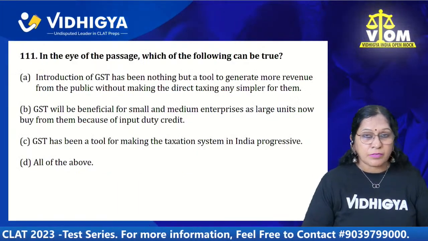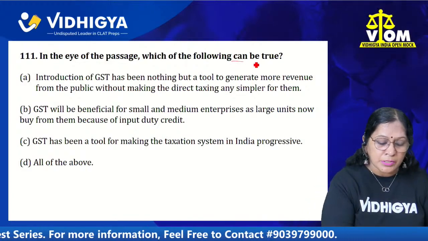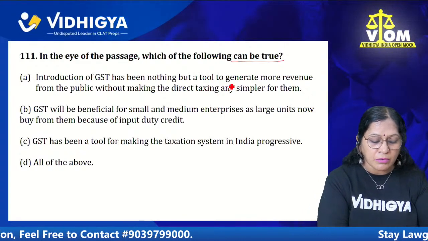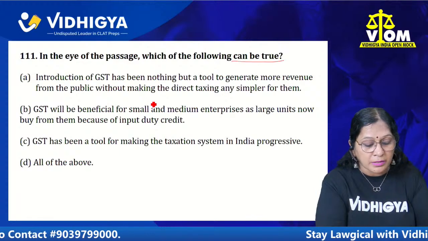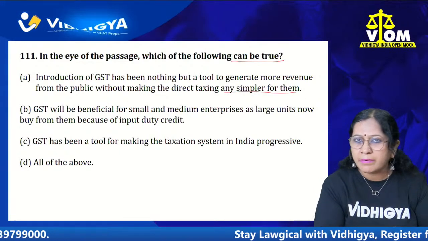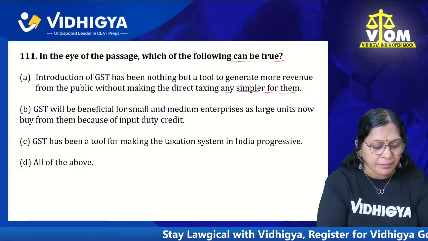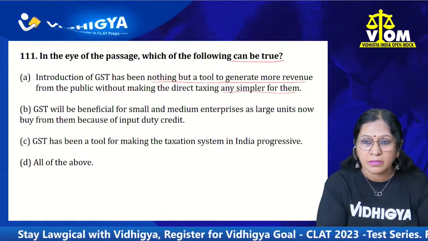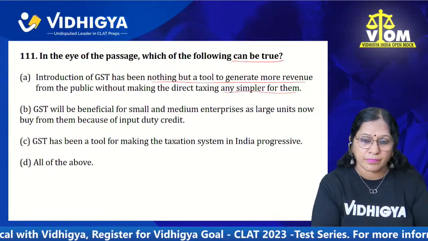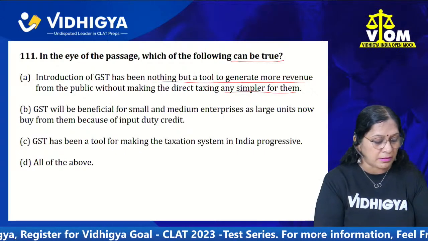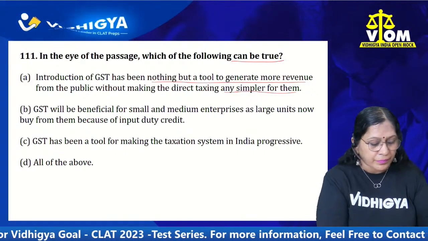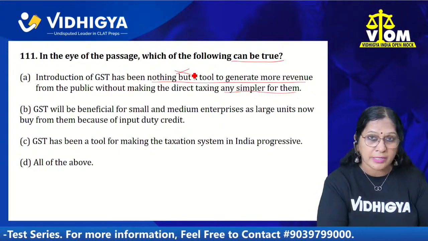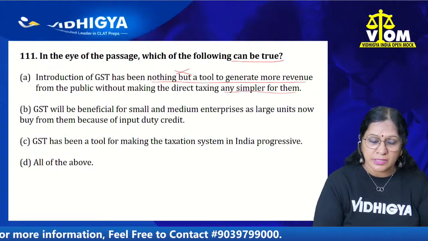So in the light of the passage, which of the following can be true? Right? This is a possibility. The introduction of GST has been nothing but a tool to generate more revenue from the public without making the direct taxes any simpler for them. But we had read the word, no, it should be simplified. And it is nothing but a tool to generate more revenue. So was it only for the revenue making, or was it for the simplification also? Right, the one tax there. Let us see. So it was nothing but the tool. This sounds a little harsh on GST, whereas the paragraph was based on the positives of the GST.